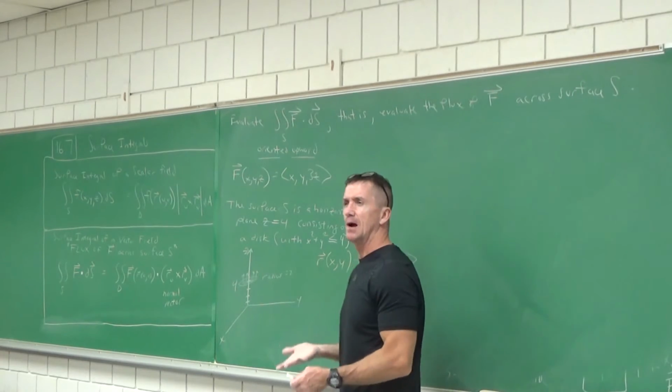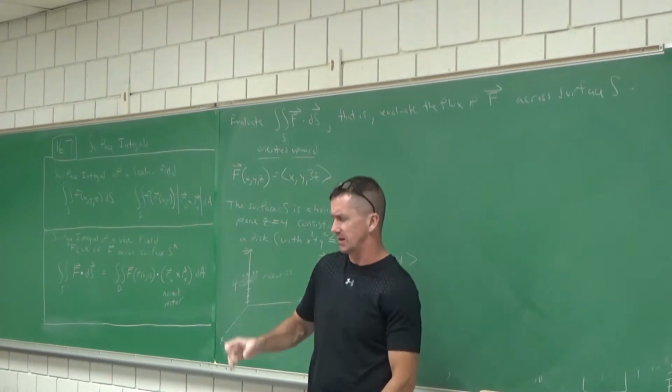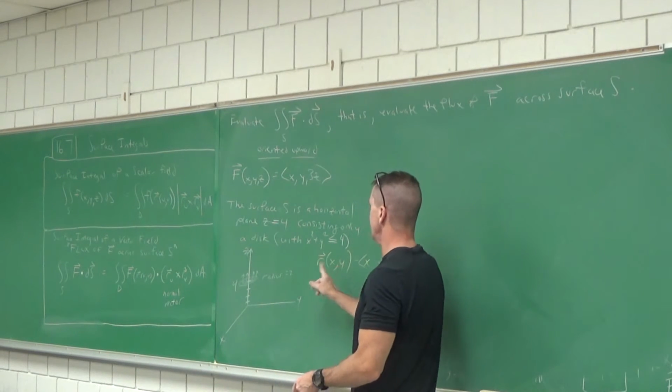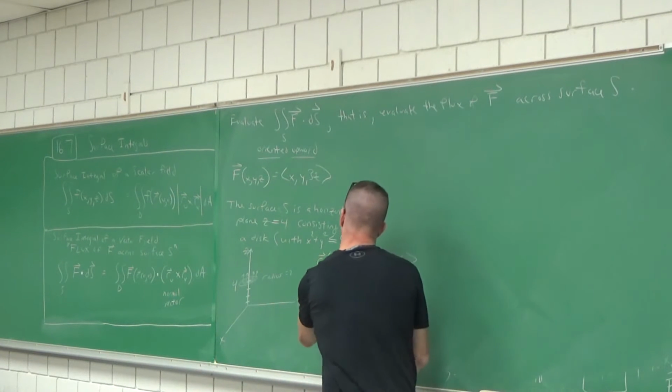This should make the problem a lot easier if it's totally horizontal. Okay, so radius 2, let's start it out. What's the partial of r?